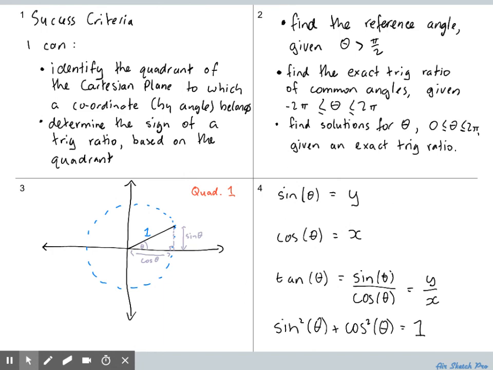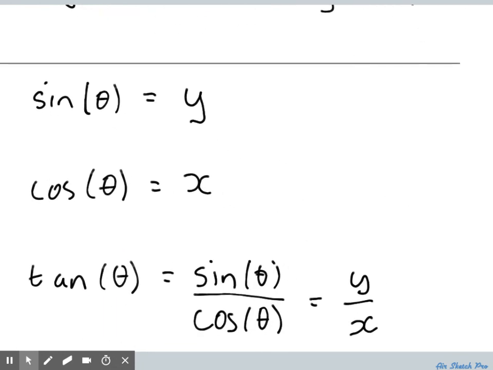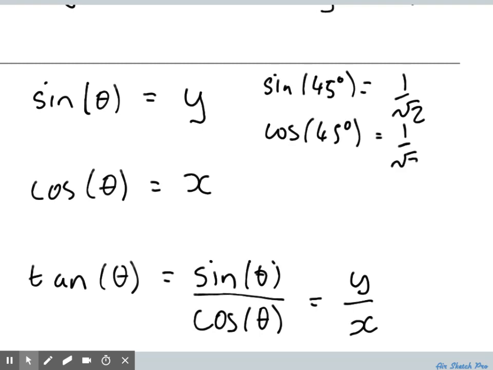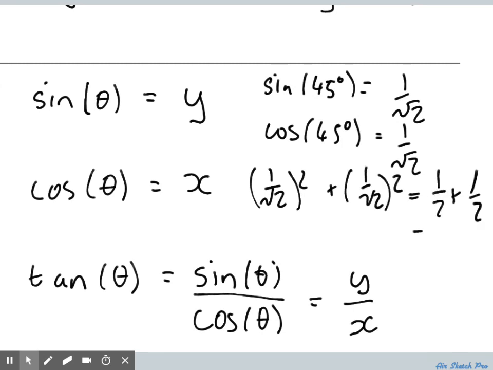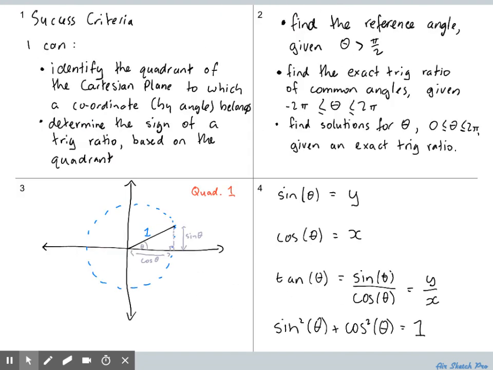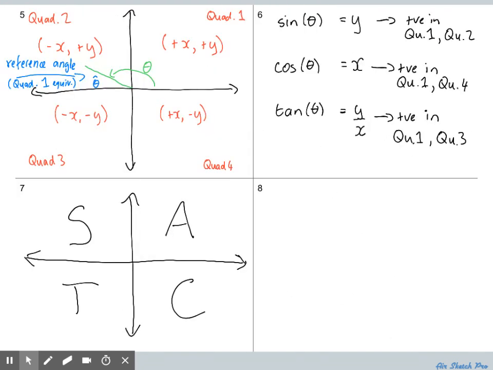And we can see it really quickly. We know that the sine of 45 degrees is equal to 1 on root 2. We know that the cosine of 45 degrees is 1 on root 2. And sure enough, 1 on root 2 squared plus 1 on root 2 squared is equal to a half plus a half, which is equal to 1. So it does work, and it works for any angle. Even obtuse angles, reflex angles, negative angles, it still works. I'm only showing you in the first quadrant, but you can take it as given that it works for the rest.